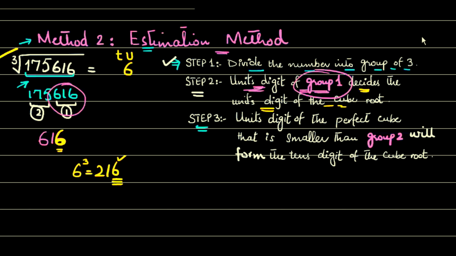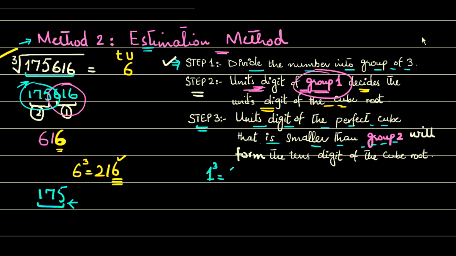Next is step 3. The unit digit of the perfect cube should be smaller than group 2. Let me take it easy. We will take this group 2, that is 175. Now we have to find the nearest cube number of this number. Take the nearest one, or take one equal to it. Okay, let me write a few numbers.